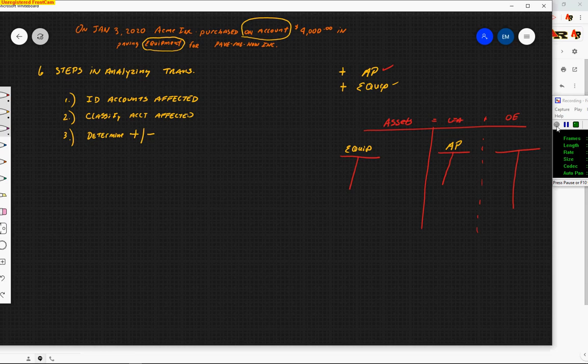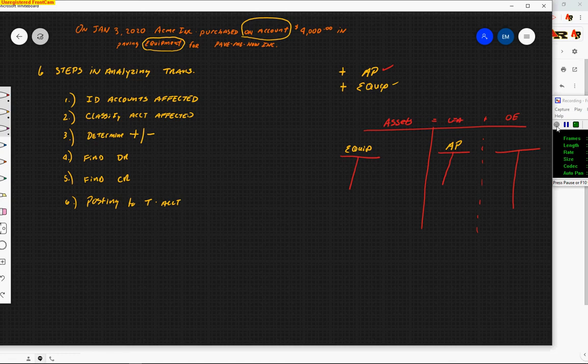Well, how do we determine the very first one and the 5th one? Let's go there. Find the debit. Find the credit. And the 6th step is posting it to a T account. And that's what we're doing here.